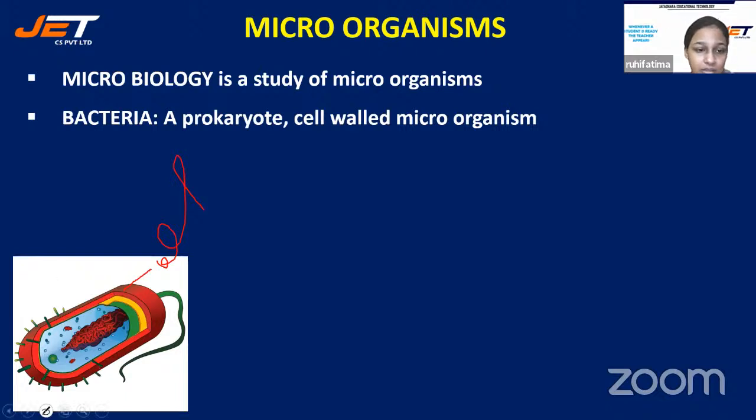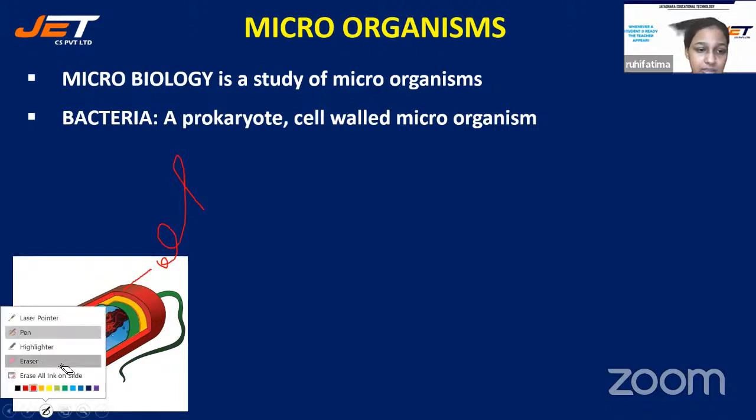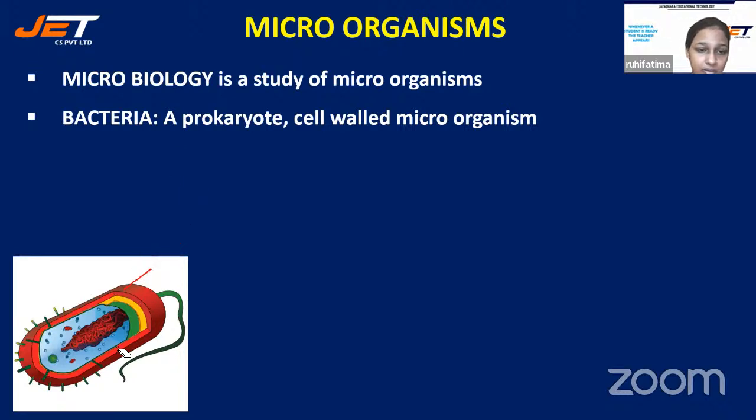Basically, we say this is the cell wall, and it has many other things also. Let me tell you. Because this is a prokaryote, this is flagella, which helps in locomotion. When it is single, we say flagellum. When there are many, they are known as flagella. These are all flagella only.